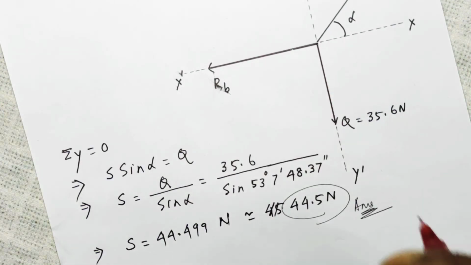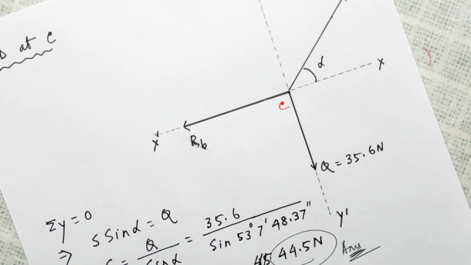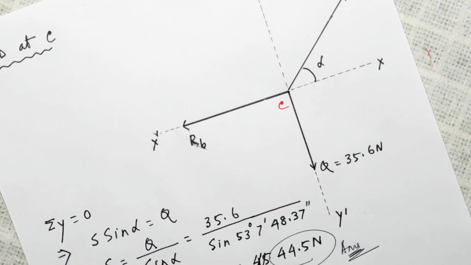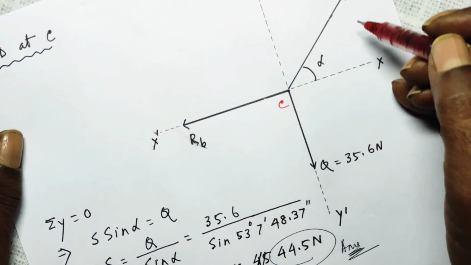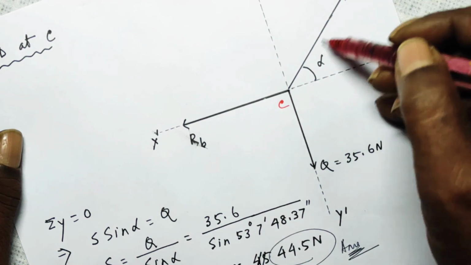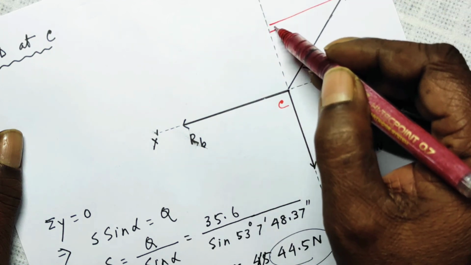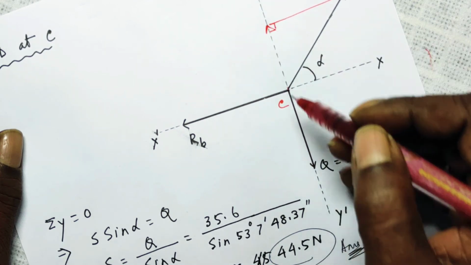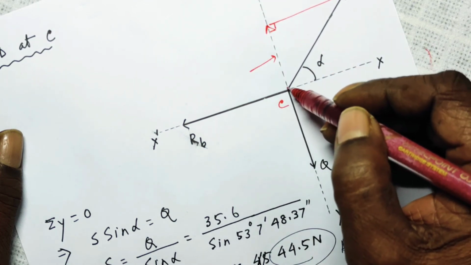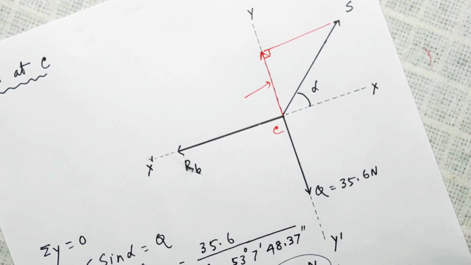At point C, this is your point C, it looks like this. Now, there are three forces. If you resolve S, the tension force in the string, along the y-axis by dropping a perpendicular from C to this point, this will be S times sine alpha, and that is being opposed by Q.